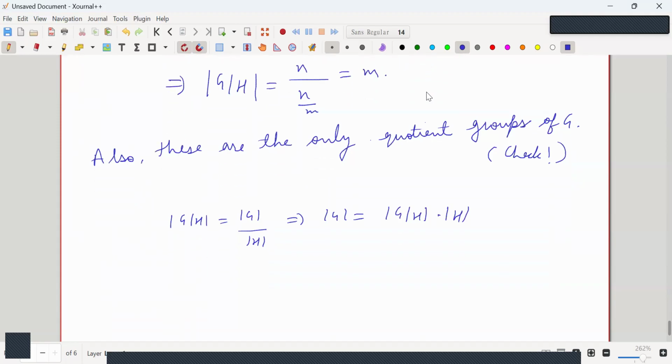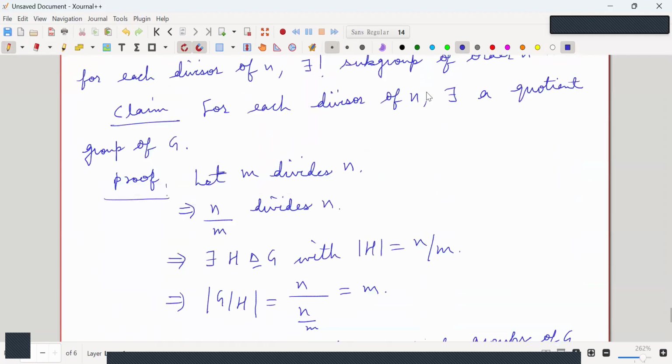Okay. Cyclic groups are special because there exists precisely one factor group corresponding to each divisor. Okay.